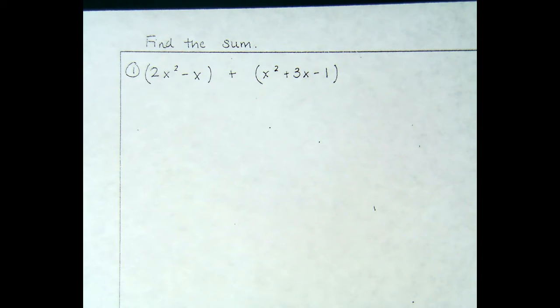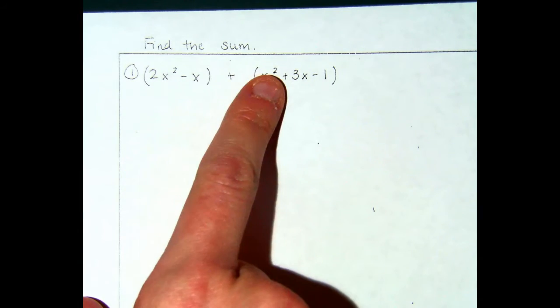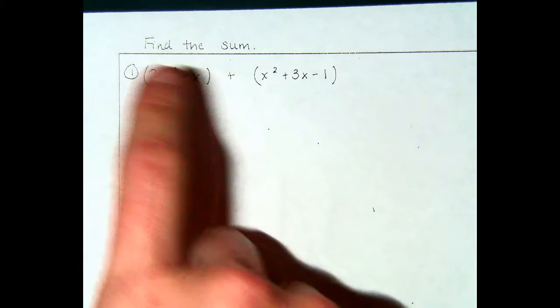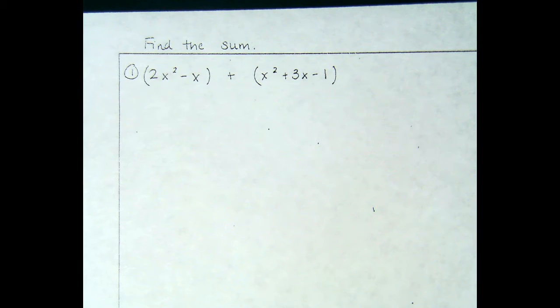Alright, so today we are going to be adding polynomials, which is almost the same as combining like terms that we did yesterday. The only difference is I've got two separate polynomials here. And I'm going to have to think about, is there something in front of the parentheses, like a number? If there is, I'll have to distribute it. If there's not, then I'm going to be able to just bring it down.